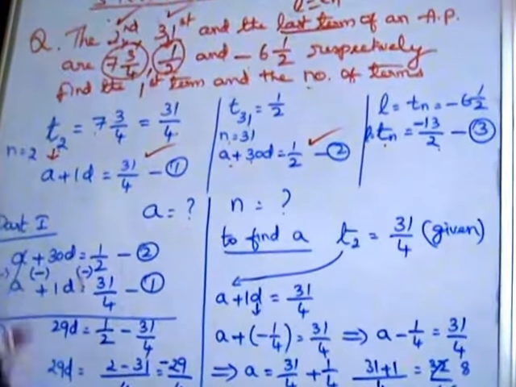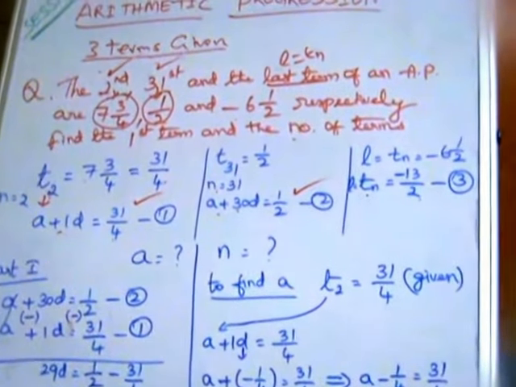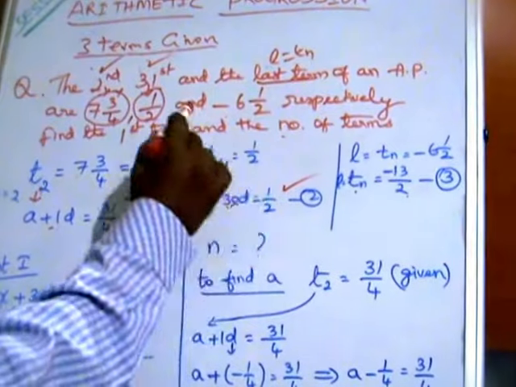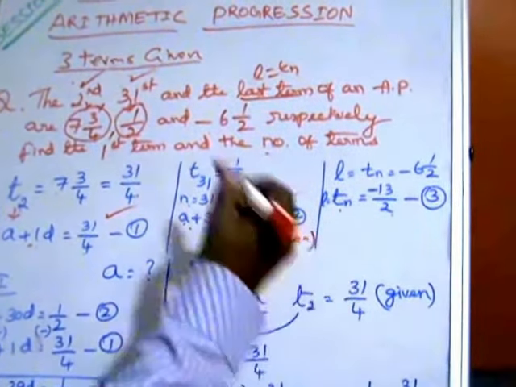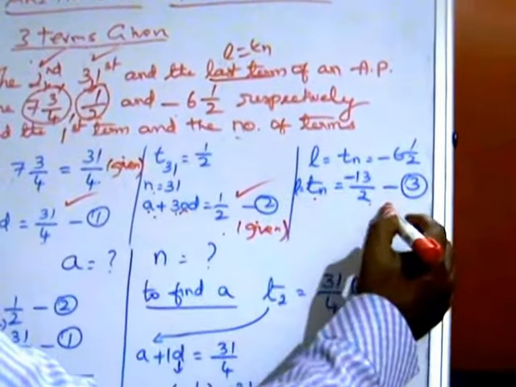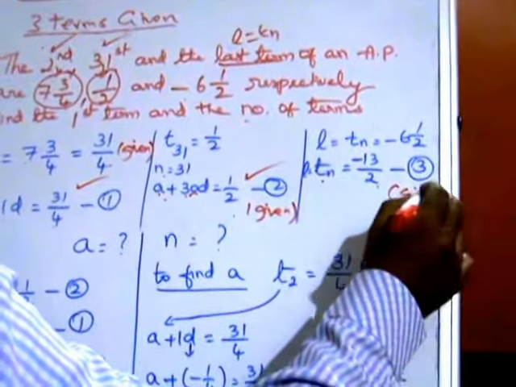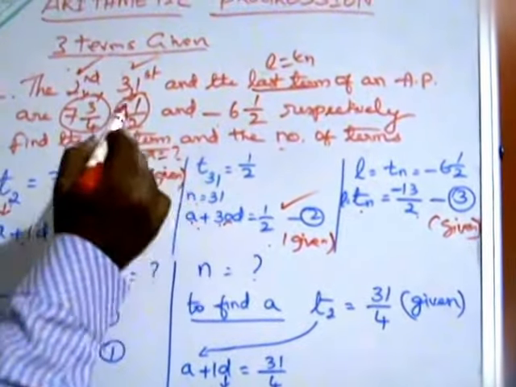So 3 terms are given. Second term means A plus 1D is 31 by 4. 31st term means A plus 30D, that is also given. If you want you can put "given" here, here also, and here also. 3 terms are given. They asked for the first term. First term means A equals question mark.